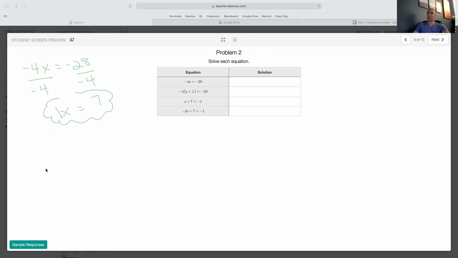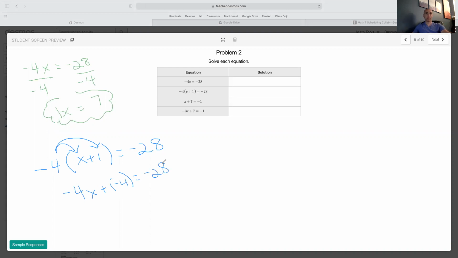Okay, so the second one says negative 4 times x plus 1 in parentheses. So you got to multiply the negative 4 times the x and the 1 equals negative 28. So there's two strategies you could use to solve this equation. We saw one of the strategies on a previous question in this video, so I'm going to do the other way. I'm going to use the distributive property first. I'm going to distribute negative 4 to x and negative 4 to 1, and that means to multiply them. And what I get is negative 4x plus negative 4, because negative 4 times 1 is negative 4, equals negative 28.